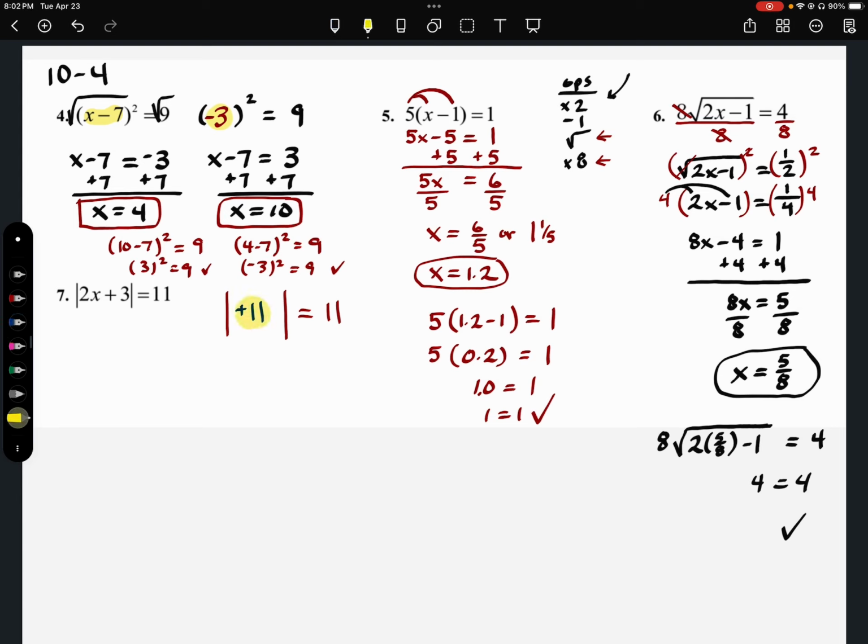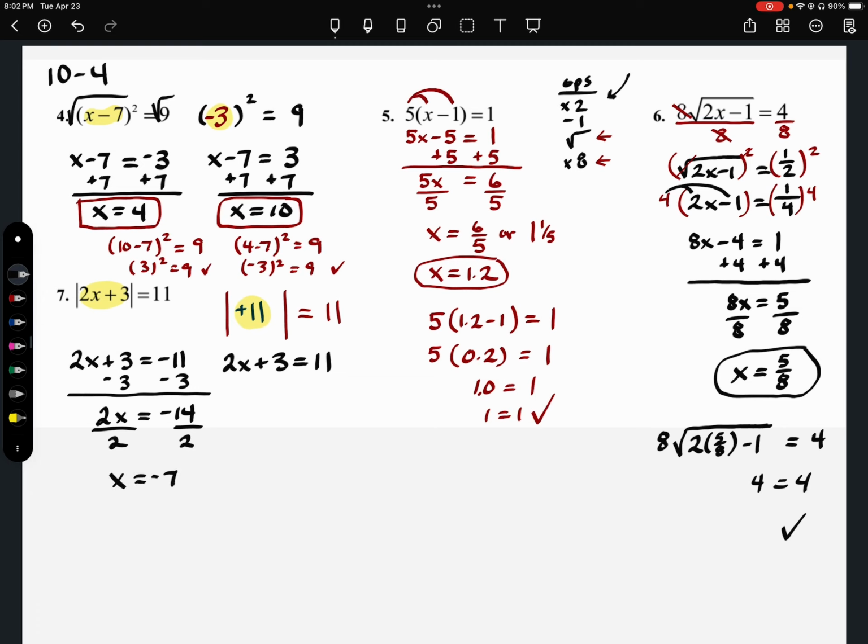So if we need to have positive or negative 11 in here, then we know that 2x plus 3 has to equal positive or negative 11. And we'll just go ahead and create our equation that way. 2x plus 3 is equal to negative 11, and 2x plus 3 is equal to positive 11. And the rest of it we can just solve like we're used to solving. So we get 2x is equal to negative 14, divide by 2, x equals negative 7, and then do the same thing. We'll subtract 3, we've got 2x left over, that's going to equal 8, and we divide each side by 2, we'll get x is equal to 4.